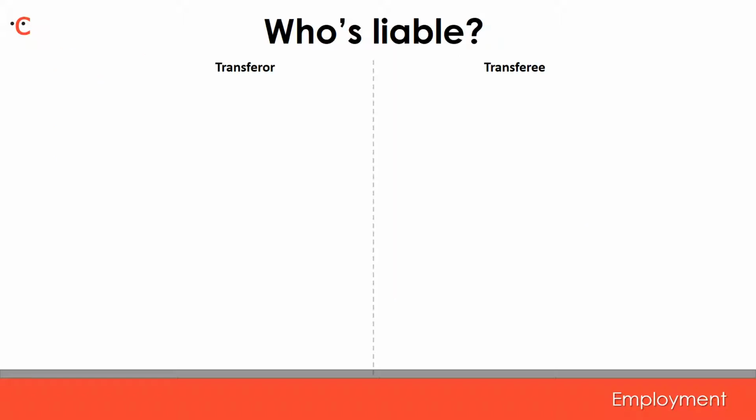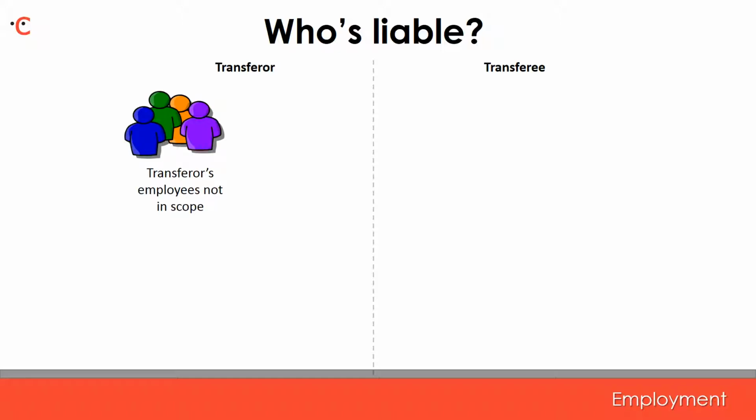So who's liable in a TUPE situation for dismissals? Let's start with the transferor. The transferor will be liable for the unfair dismissal of any of its employees who are not in scope to transfer, whether they're dismissed before or after the transfer. It will also be liable for any of its employees that are in scope who are dismissed pre-transfer for an unconnected reason such as misconduct.